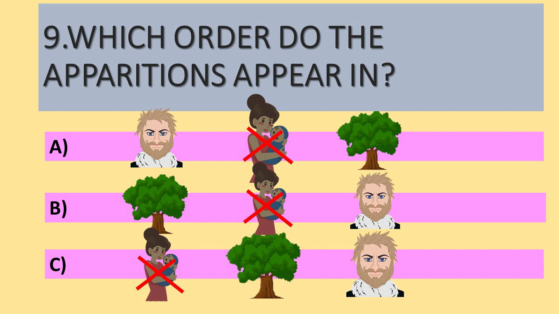Question number 9. Which order do the apparitions appear in the play? So these are apparitions that are revealed to Macbeth when he goes to meet with them after seeing Banquo's ghost at the banquet. Which order do the apparitions appear in? Is it A, beware the Thane of Fife, and then we find out that no one of woman born can harm Macbeth, and then he's told that no one will vanquish Macbeth until the woods of Birnam come to Dunsinane? Is it in that order, or is it order B? Or is it order C? Which is the correct order that the apparitions appear in?